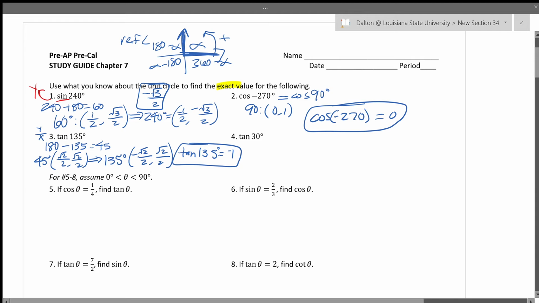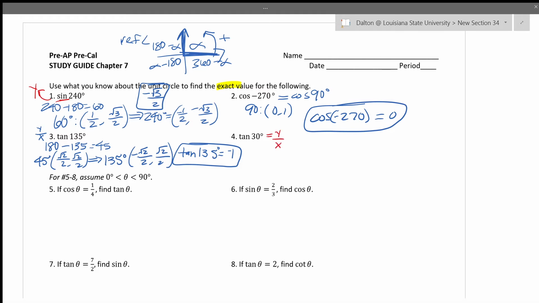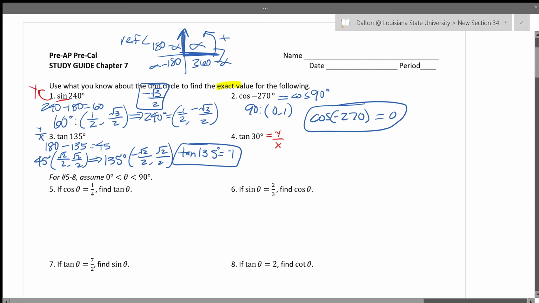Number 4, the tangent of 30. Again, tangent, y over x. At 30 degrees, my coordinate points are a little bit more complicated. At 30 degrees, I have square root of 3 over 2 and then 1/2. So if I divide y over x, I'm going to have 1/2 divided by square root of 3 over 2.